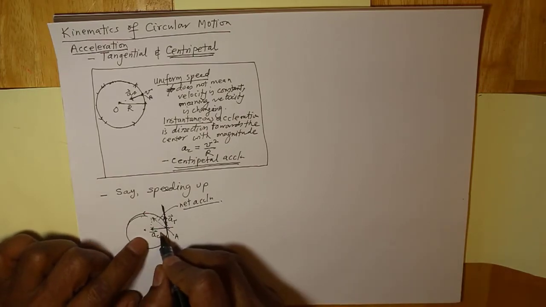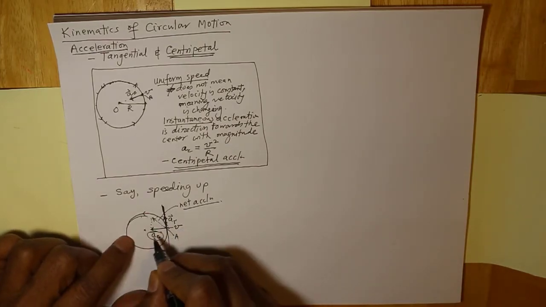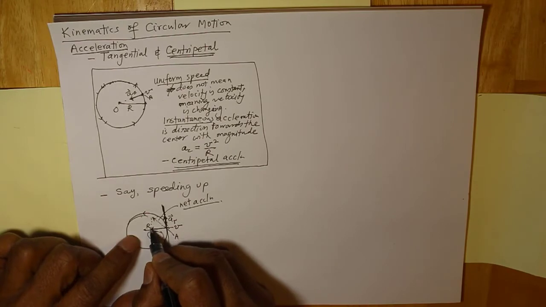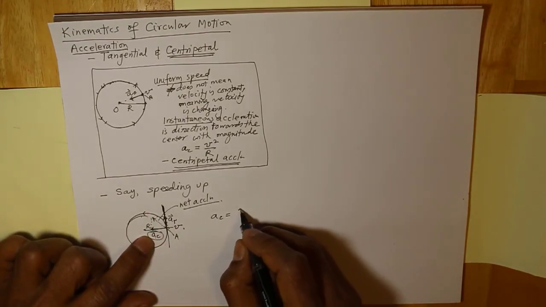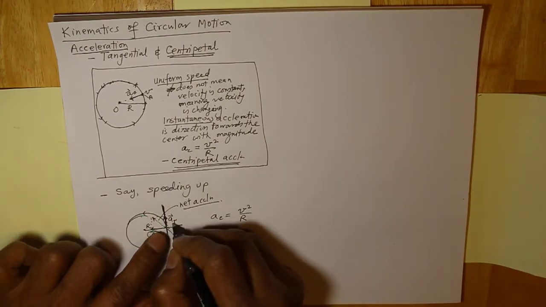So we know the formula for this. If it's going at v and the radius is r, then A sub c has a formula. A sub c has the same formula as before, v squared over r. What's the formula for A sub t?